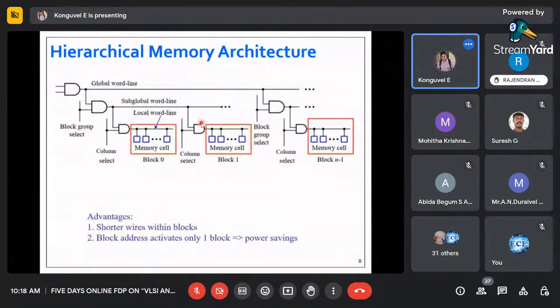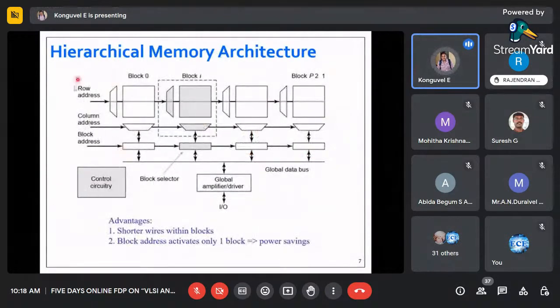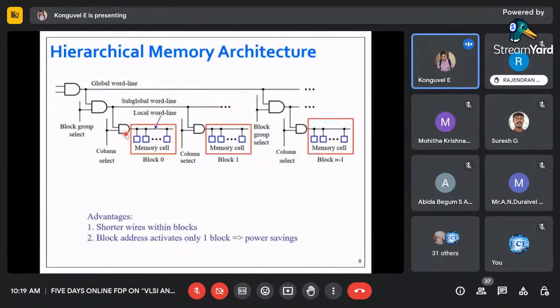So now, getting into the depth of hierarchical memory architecture. As I said, you see the previous hierarchical memory architecture. Here we are selecting the blocks, and in the block you select the word, and in the word you select the bit. This is what we are doing. So how is it being done? It is being done by three different lines.